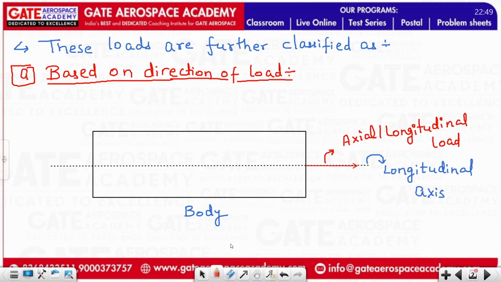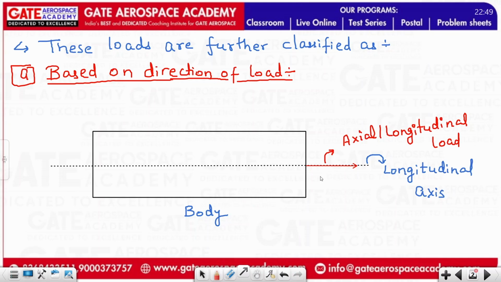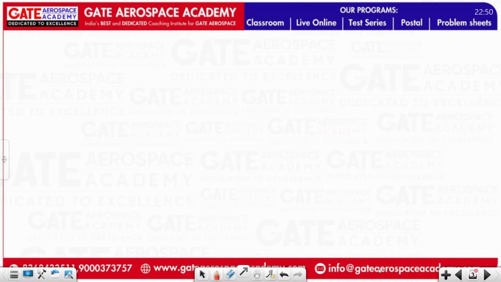There is one more condition that we can have. If the load is applied perpendicular to the longitudinal axis, it will be termed as your shear load. So if the load is applied perpendicular to the longitudinal axis, it will be termed as shear load. If it is applied parallel to the longitudinal axis, it will be termed as axial load or longitudinal load. Let us write it down.